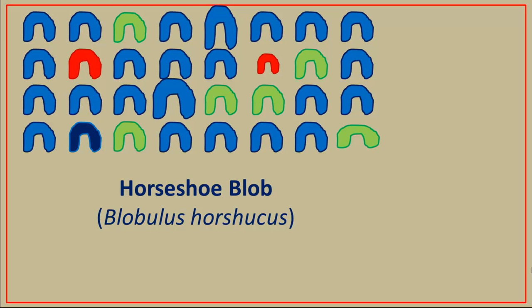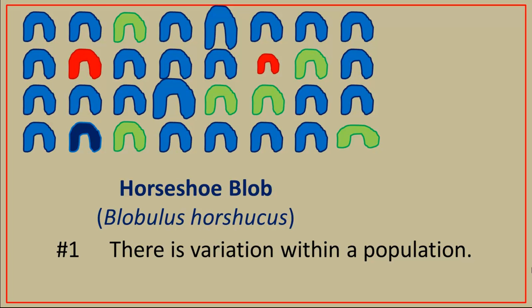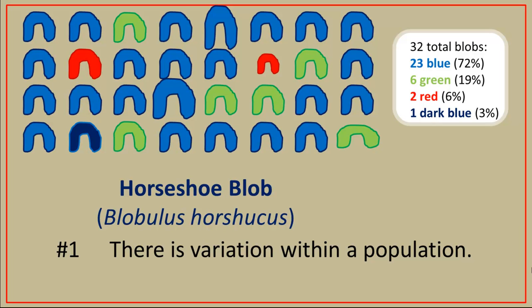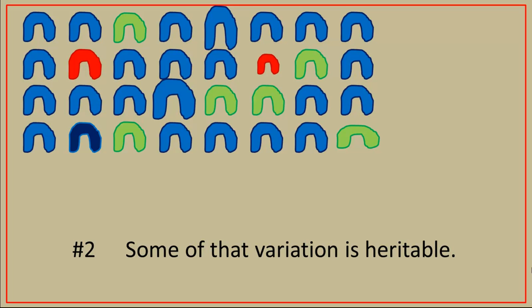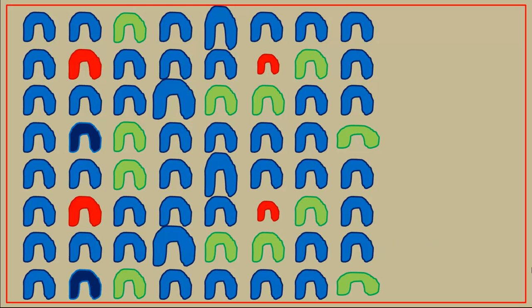In order to visualize how this works, let's look at this population of horseshoe blobs. The first of Darwin's postulates is that there's variation within a population. In this population of 32 blobs, 23 are blue, 6 are green, 2 are red, and 1 is dark blue. The second postulate is that some of the variation is heritable. In this model, let's keep it simple and say that a blob reproduces by simply creating a perfect copy of itself. This way, the population doubles in each reproductive cycle.